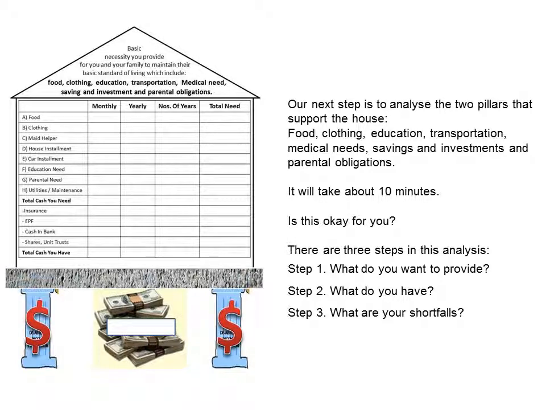Our next step is to analyze the two pillars that support the house: food, clothing, education, transportation, medical needs, savings and investments, and parental obligations. It will take about 10 minutes. Is this okay for you? There are 3 steps in this analysis.